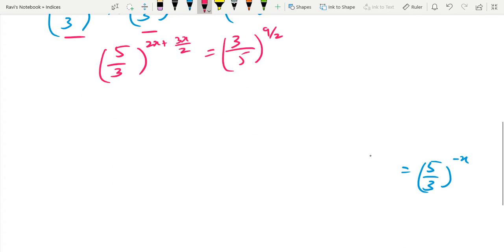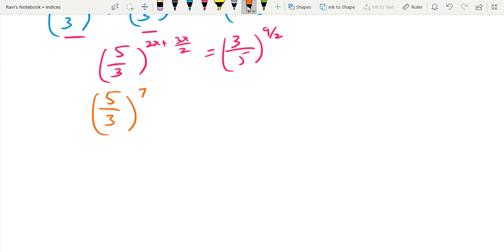Sorry about some additional things written at the lower page here. Okay, so let's carry on. What I have is (5/3)^(7x/2) equals (3/5)^(9/2). So what do we do now?